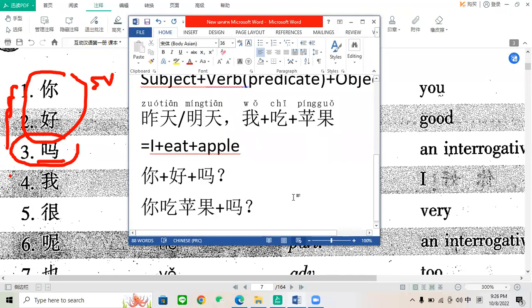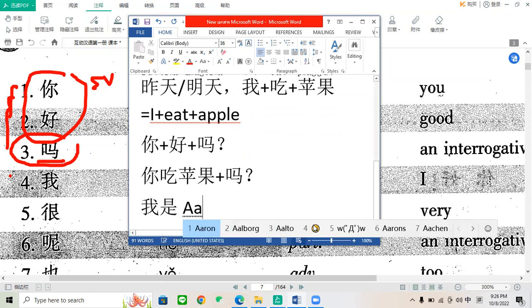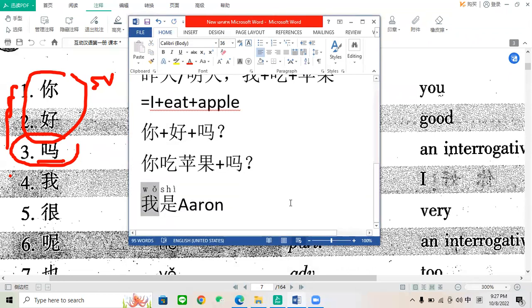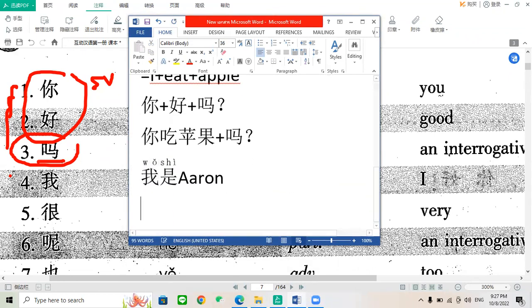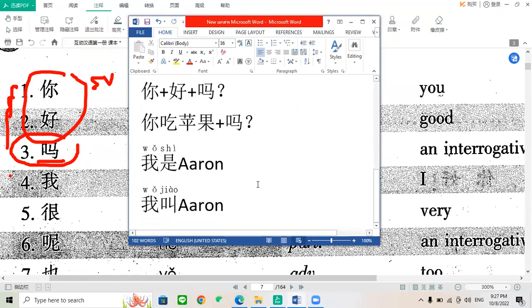Next one. Let me teach you one sentence. Because we've learned 我, 我是 Aaron, right? So this is a very simple sentence and it's very useful for you, especially the first time when you talk to Chinese people. 我是 Aaron, I am Aaron, right? 是 means am. So this is very useful, very important. Or there's another sentence which is similar. 我叫 Aaron. Okay, that's same. But 叫 means call, so that means my name is Aaron, right? My name is Aaron.